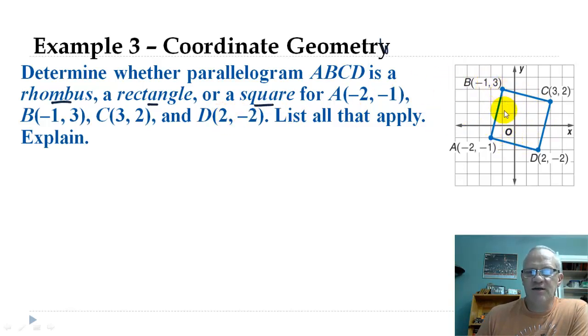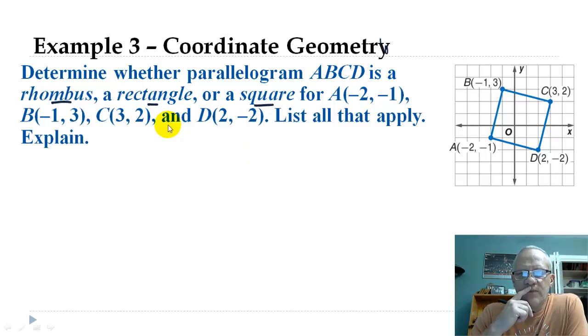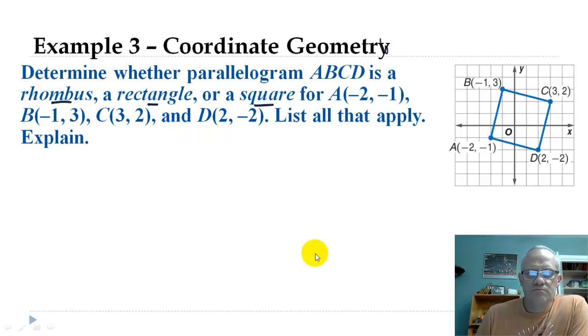because if it's a parallelogram, we already know that the opposite sides are congruent. So all we'd have to do is show that 2 consecutive sides were congruent. That would involve the distance formula. We could do that, but that's not one of my favorites. Is there another thing that's different? Rectangles and squares both have 90-degree angles.